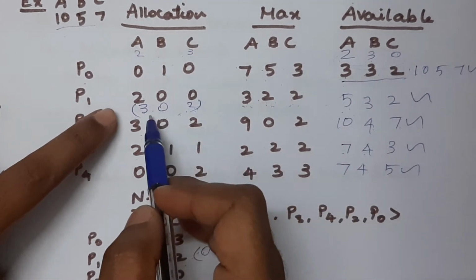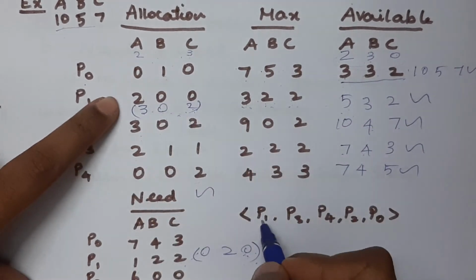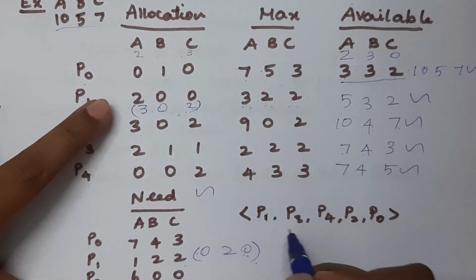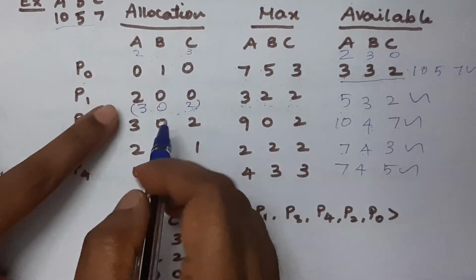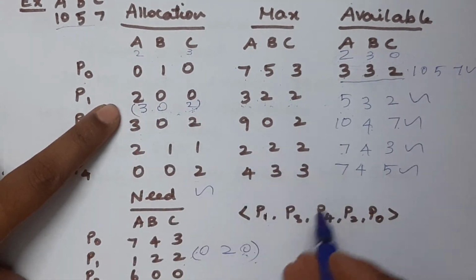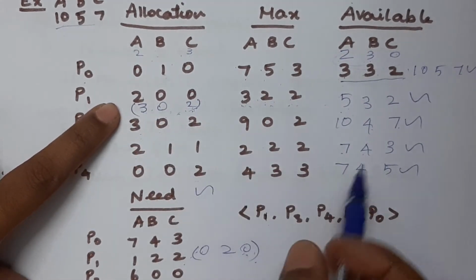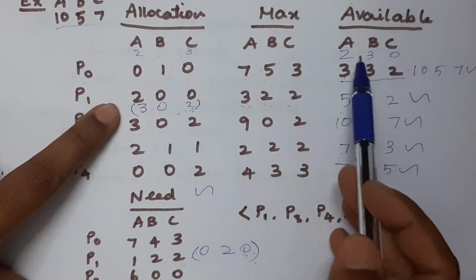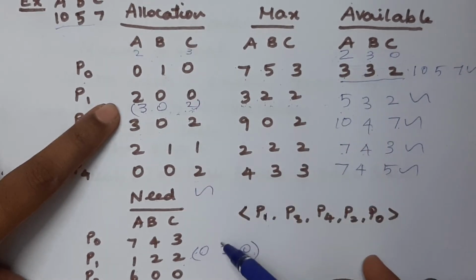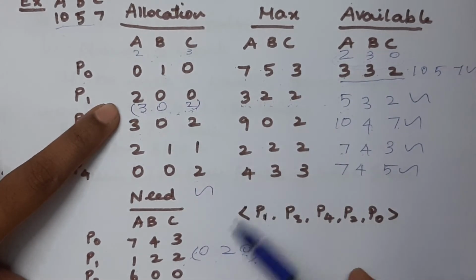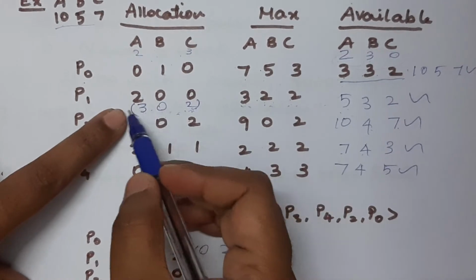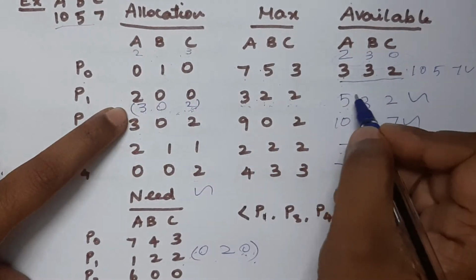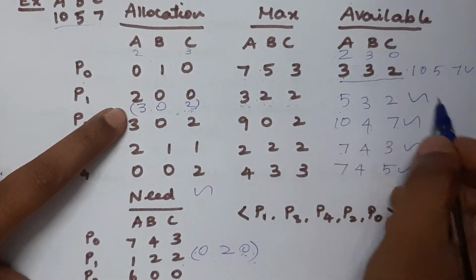So what is this request 302 we have? That is the first process that we need to execute, right. So we have already allocated 302. What could be the need? 020. So here availability is 230. So need is less than availability, so we can proceed, right. So we will be getting the allocation, and after the completion of the P1 process, we will be getting the values of 5, 3 and 2. So we are getting it, right.